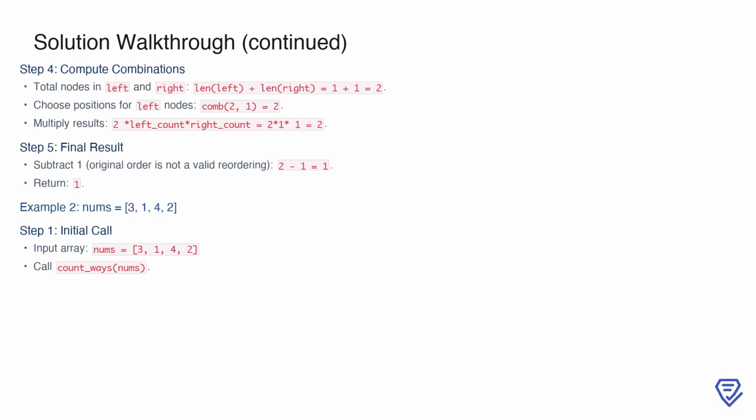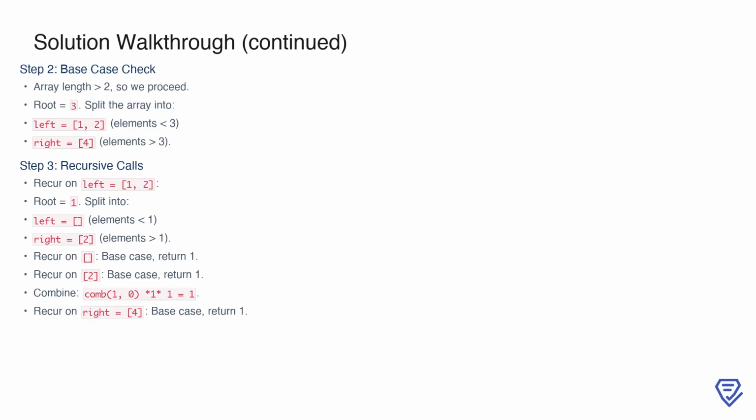Moving on to nums equals [3, 1, 4, 2], we start by calling count_ways(nums). In the second example, the array length is greater than 2, so we proceed. The root of the BST is the first element, 3. We split the array into left equals [1, 2] for elements less than 3 and right equals [4] for elements greater than 3.